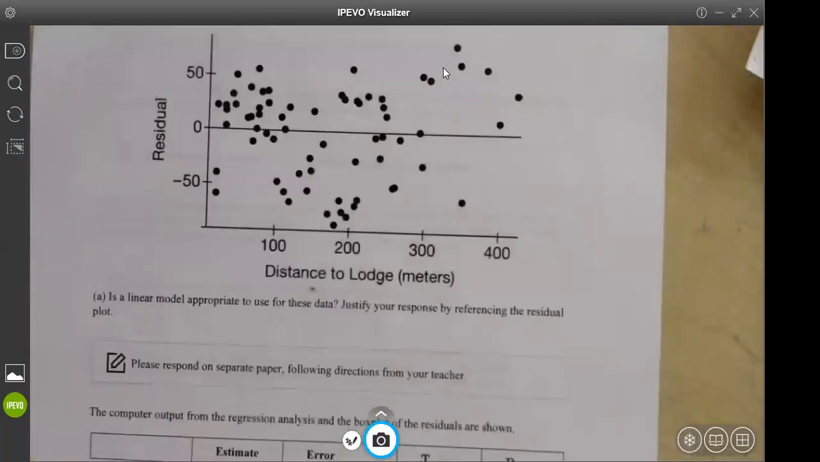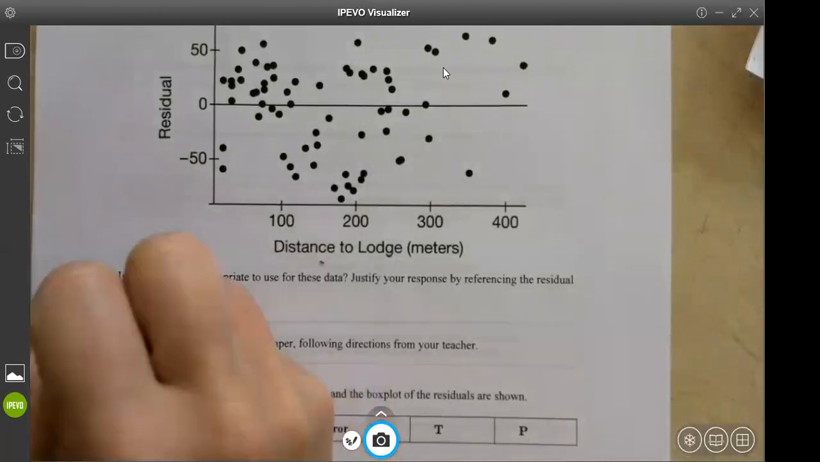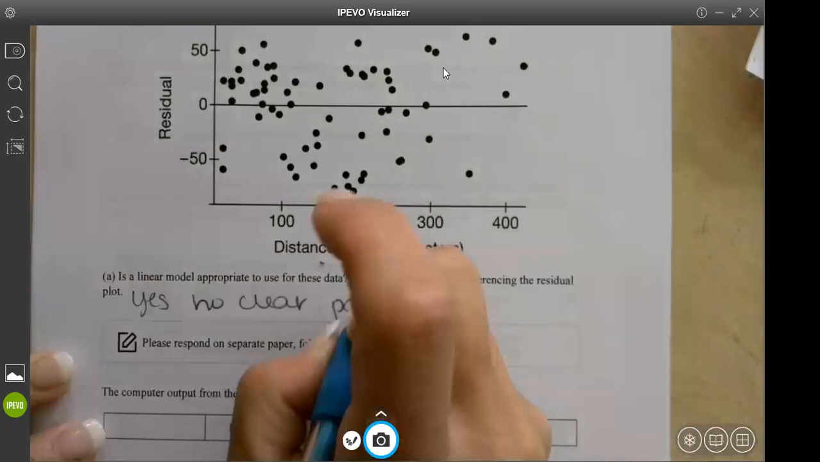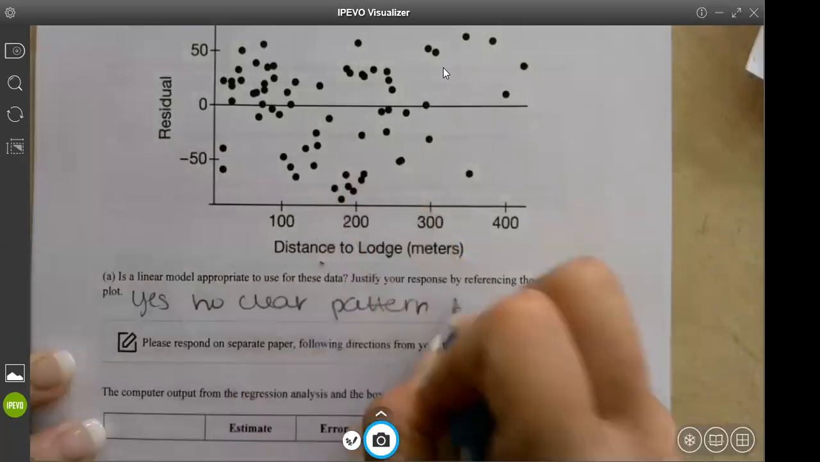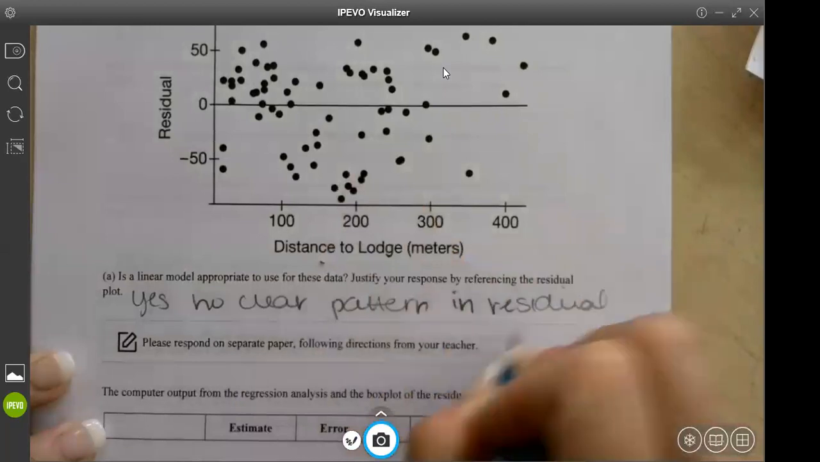I was just lazy and didn't read it. I didn't even read anything at the top when I did this, and it was fine because you could do it without it. Is a linear model appropriate to use for these data? Justify your response by referencing the residual plot. No clear pattern in residual plot. Okay.